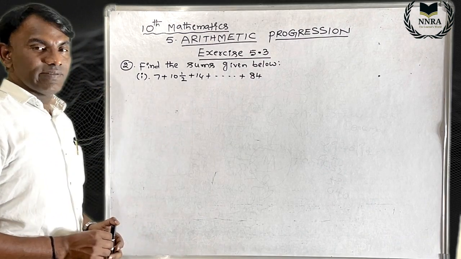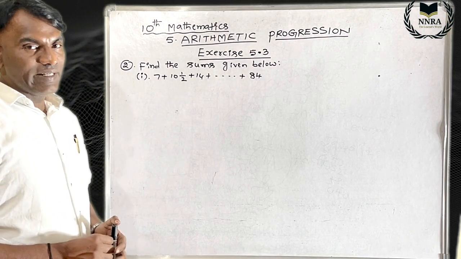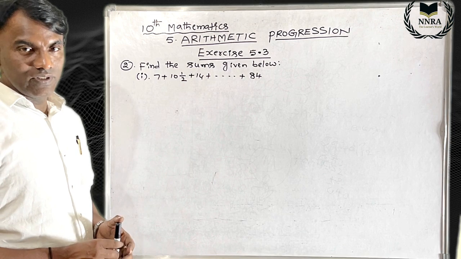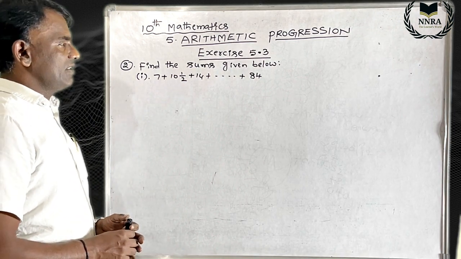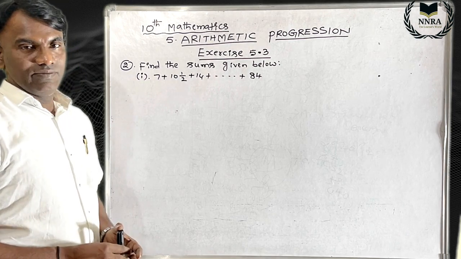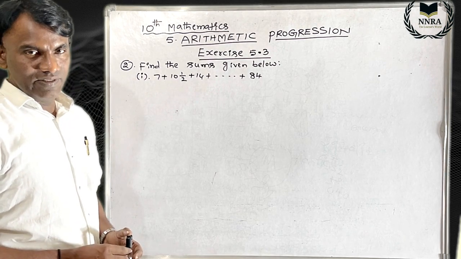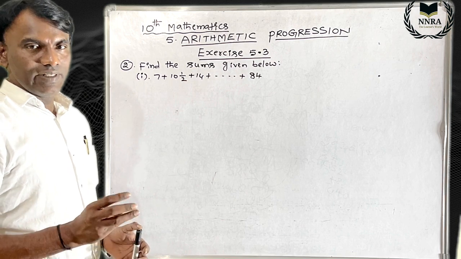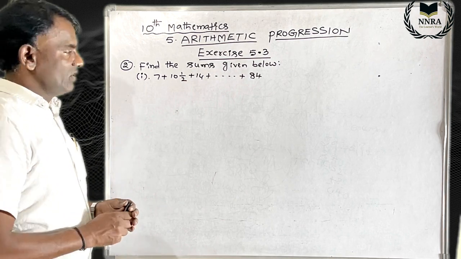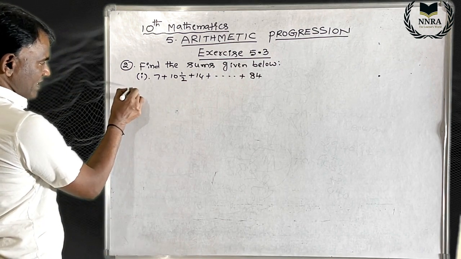And how to find the sum? The formula is there, Sn equal to n by 2 into 2a plus n minus 1 into d. But here, first we find the n value by using the an formula, that is an equal to a plus n minus 1 into d. For that we want the a value and d value. Clear? So first we write the given values.